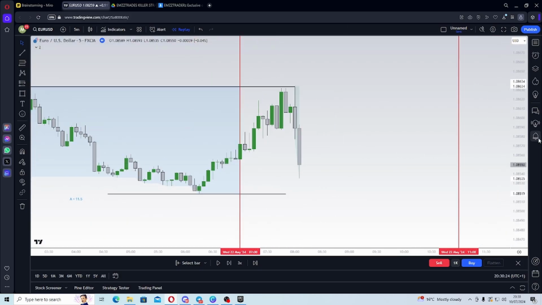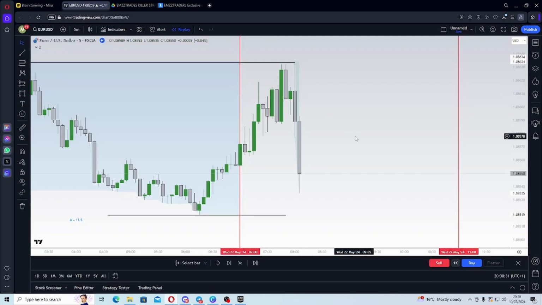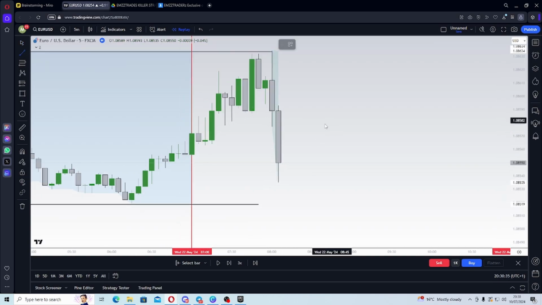So now, what we need to do is find a market structure shift with the displacement, and we execute on a fair value gap. Okay, this is so easy. Make sure you are still following along. Okay, so we have a market structure shift right here. Very good, because price before it and the candle after it did not actually go below this candle right here, which makes this the fractal low. Okay, fractal high, I mean.